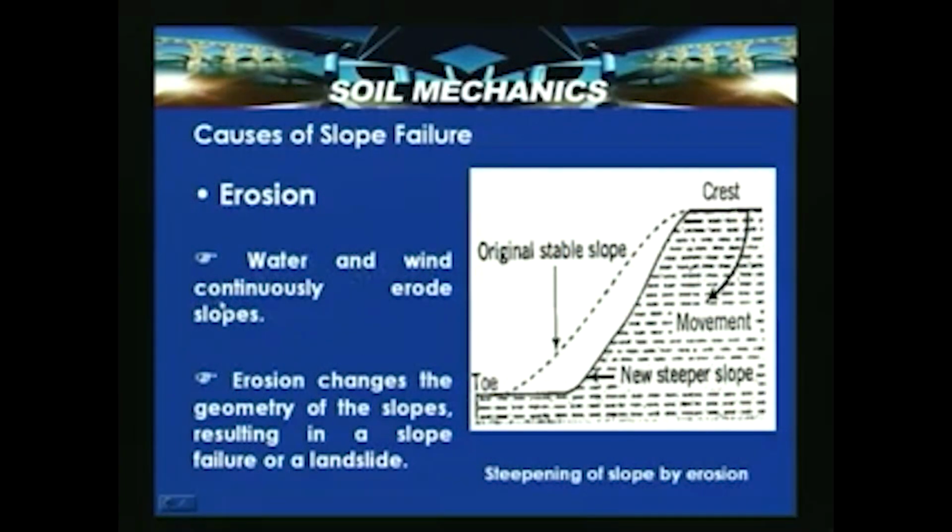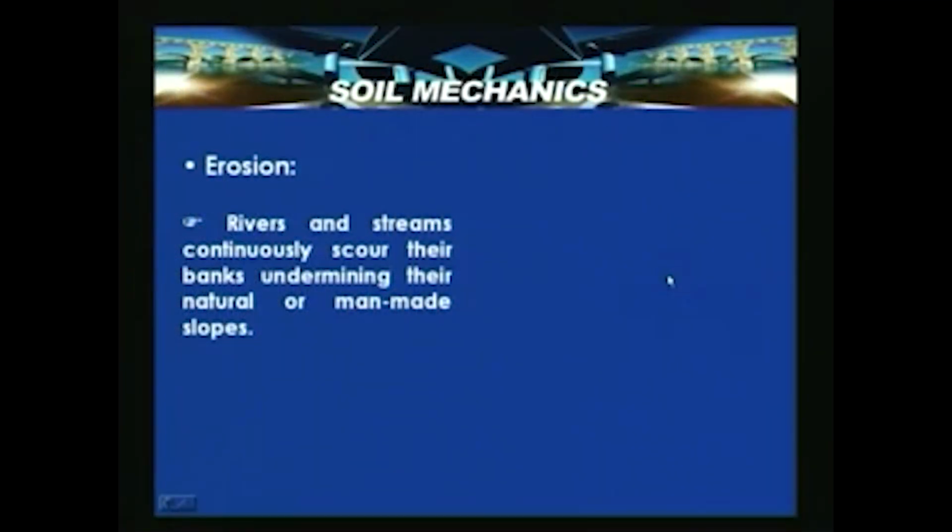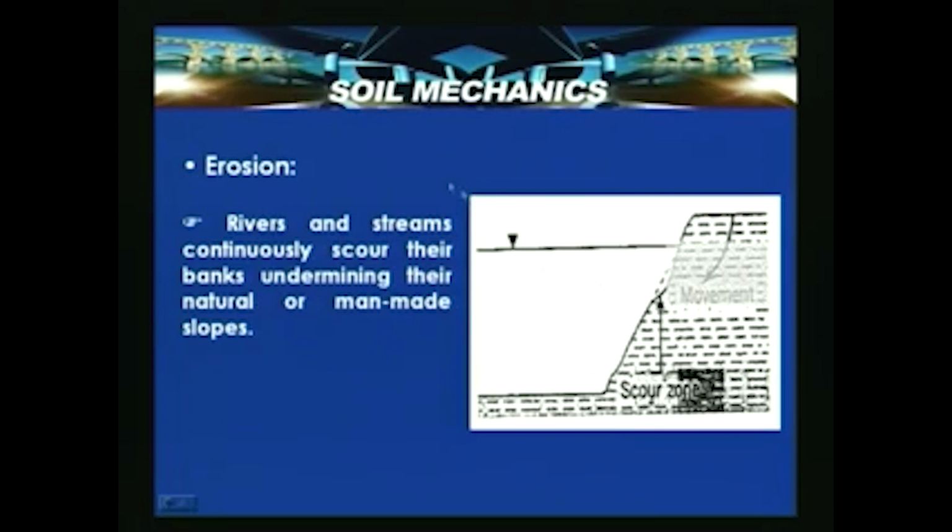So, water and wind continuously erode slopes and make stable slopes unstable. That is, they convert the original stable slope into an unstable slope. Erosion changes the geometry of slopes, resulting in a slope failure or a landslide. Another type of erosion which can cause a slope failure is river and stream erosion. Rivers and streams continuously scour their banks, undermining their natural or man-made slopes.